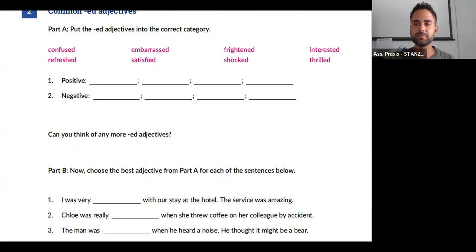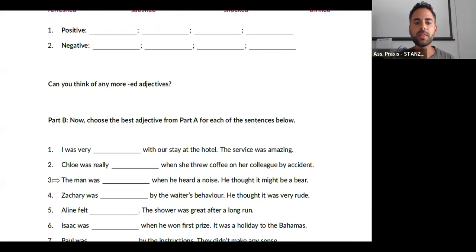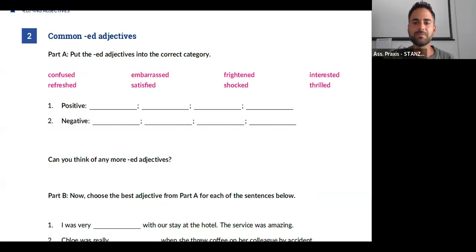Number 3 now. The man was blank when he heard a noise, he thought it might be a bear. So how did he feel? He heard a noise and he thought, oh my God, this might be a bear. So he definitely felt scared. What's a synonym for scared?